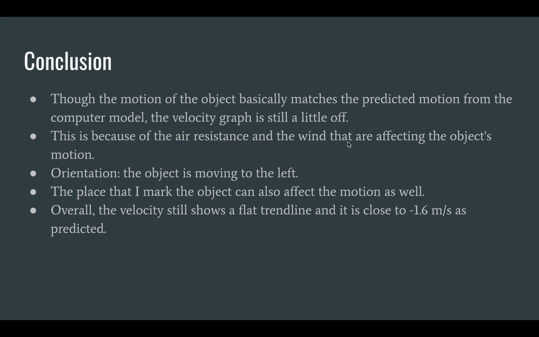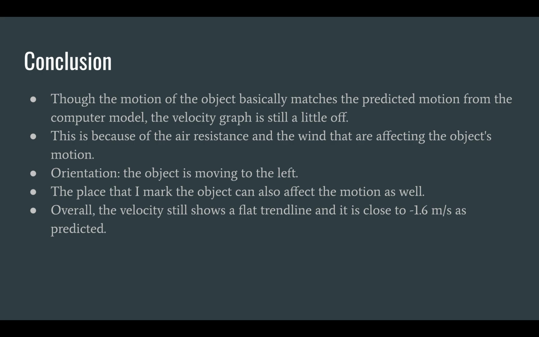So the conclusion: the motion of the object basically matches the predicted motion from the computer model, though the velocity graph is still a little off. I think that's because of the air resistance and the wind affecting the object. And the orientation, the object's moving to the left, that's why everything's negative. And the place where I mark the average location of the object can also affect the motion, because it's hard to mark the exact location during each frame.